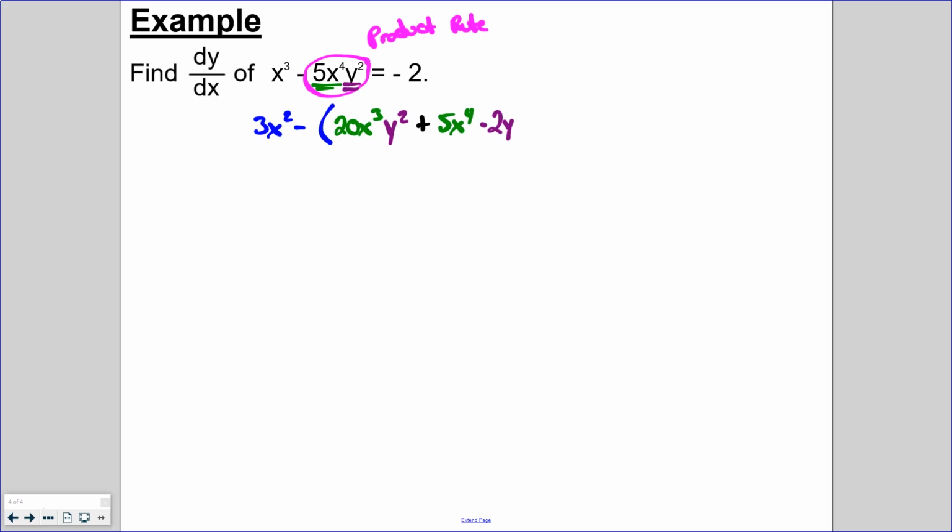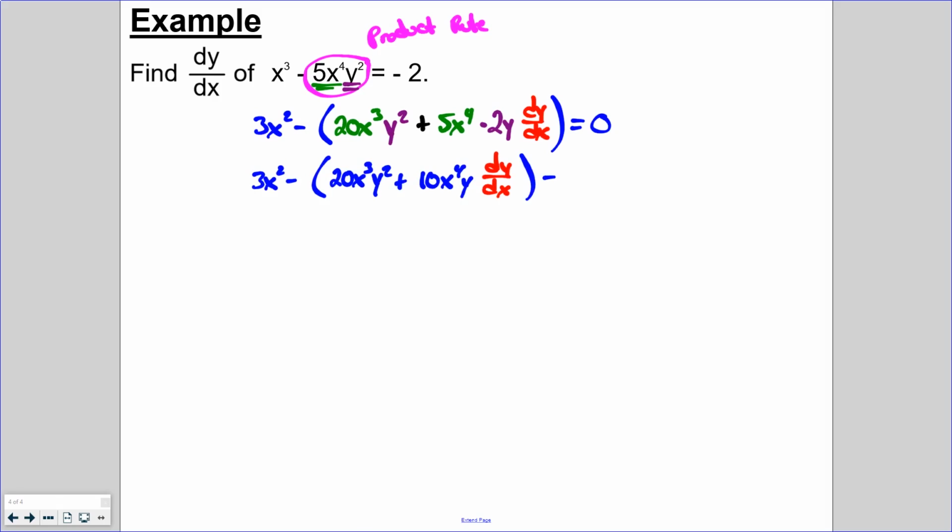But we just took the derivative of our function y, so therefore we need to add the dy dx, or technically multiply by the chain rule. And that's going to equal, well, the derivative of negative 2 is 0. Now let's simplify the inside of that product rule parentheses there, giving us 3x squared minus 20x cubed y squared plus 10x to the fourth y times dy over dx, and that is all equal to 0.